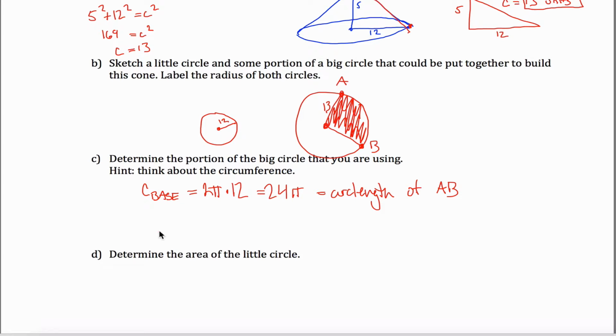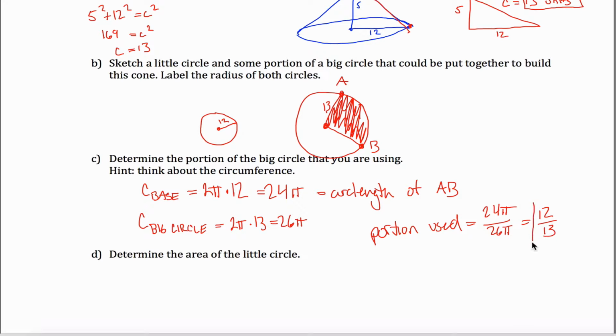What about the circumference of this whole circle? Circumference of big circle. Well, it's the same idea that the circumference is 2 times pi times r. But now r, instead of being equal to 12, is equal to 13. So I get 26 pi. So to determine the portion used is 24 pi divided by 26 pi, aka 12/13 if you reduce this fraction. And you might choose to put that into a decimal if you want. It's kind of an ugly decimal, so I'll leave my answer like that.